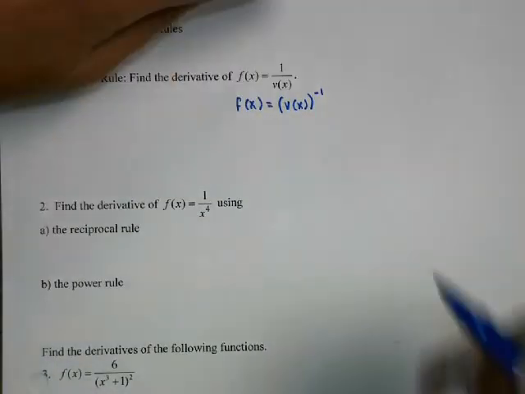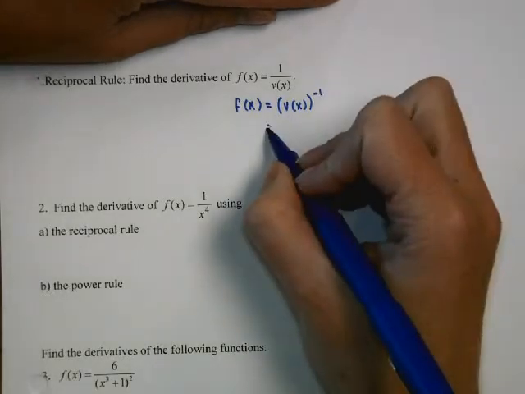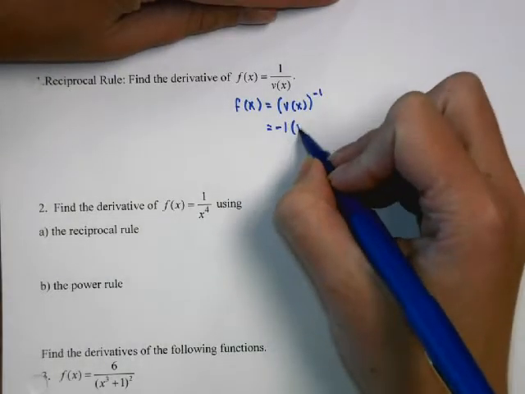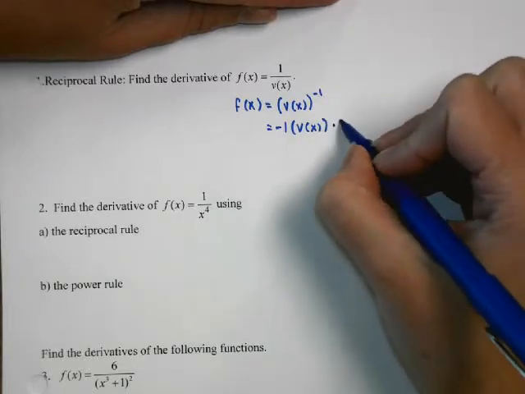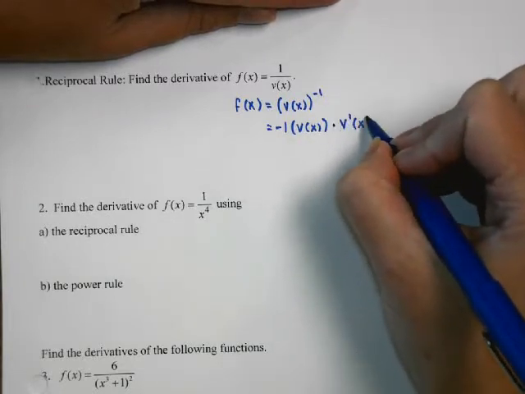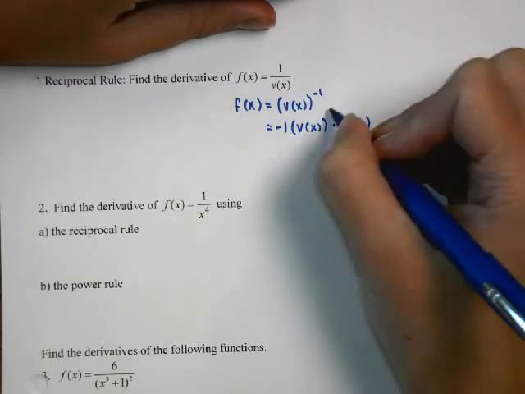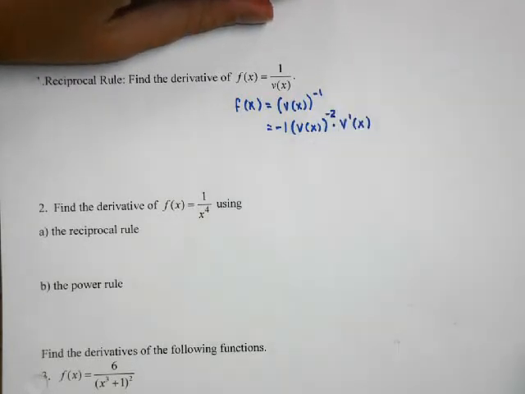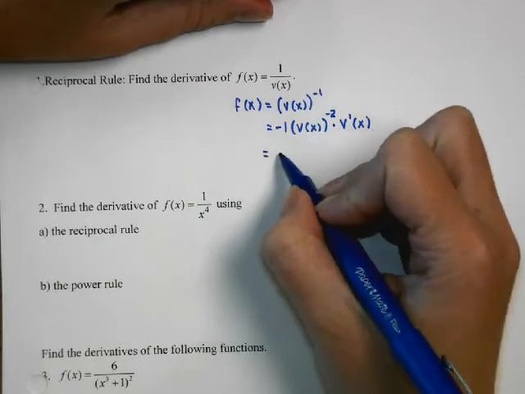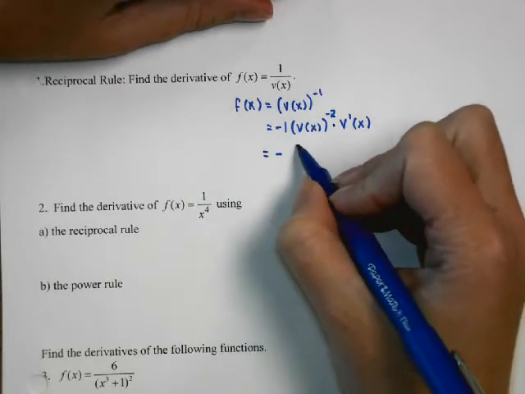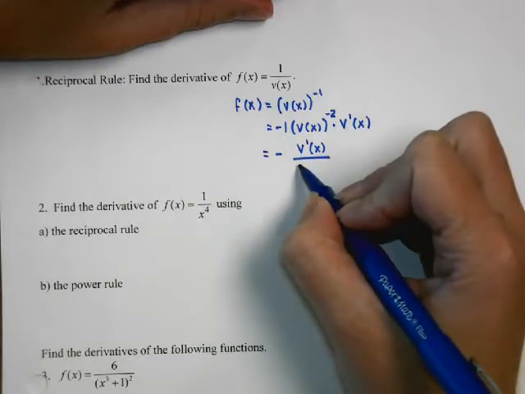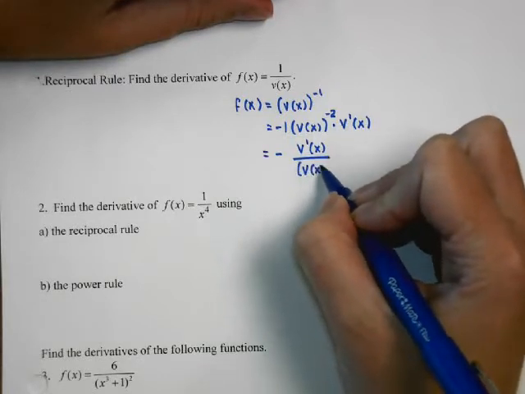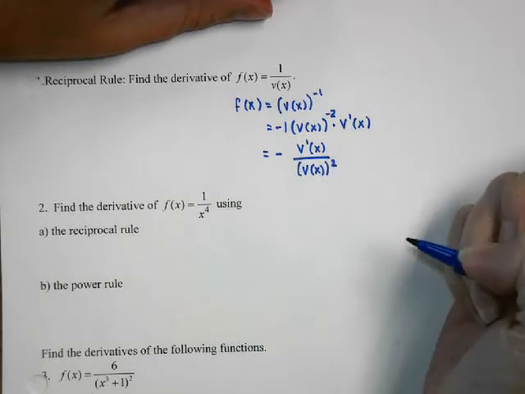I can use the chain rule. So I'd bring down the negative 1 times v of x times the derivative of the inside, which would be v prime of x. Okay, to the negative 2, sorry. So this is going to be negative v prime of x over v of x squared.